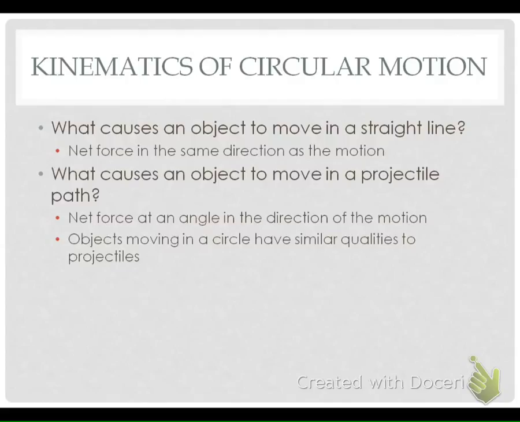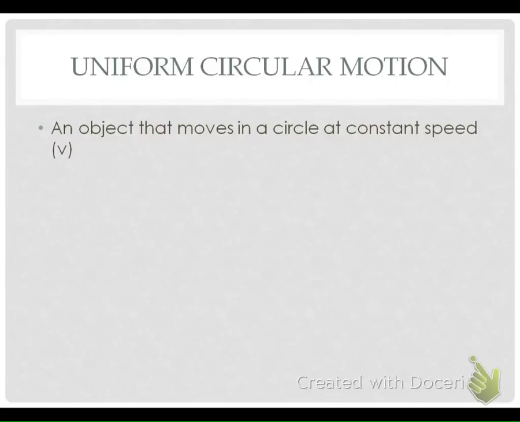Okay, we're going to look at circular paths. So these objects in a circular motion have some of the same characteristics of projectiles. All right, so when we look at circular motion, we're going to look at what we call uniform circular motion. Okay, what's uniform mean? The same. Yeah, good, the same. So we're going to look at things that are moving at constant speed. Okay, constant speed.